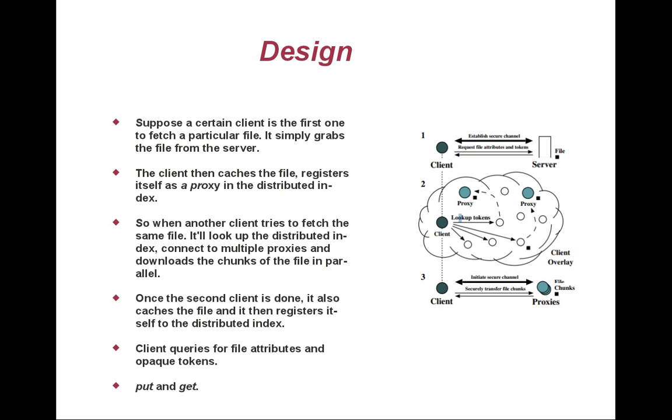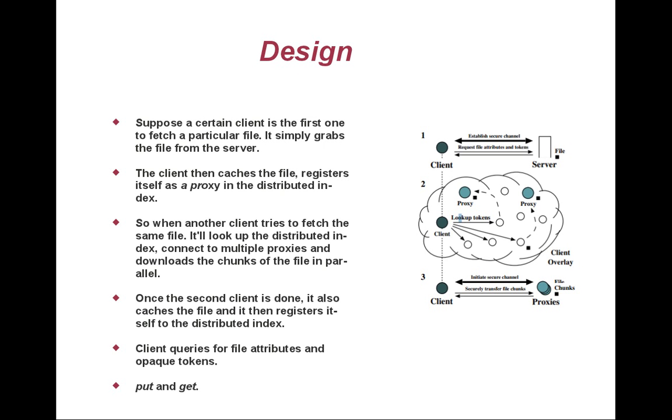Now, when another client tries to fetch the same file, it will look up the distributed index and take a subset of all the possible clients. The reason I say subset is because there is locality, so we don't want nodes that are really far away. So even if we have multiple clients that have the same file, it will be very convenient because that client will be able to connect to those multiple clients and download different chunks of that same file in parallel.